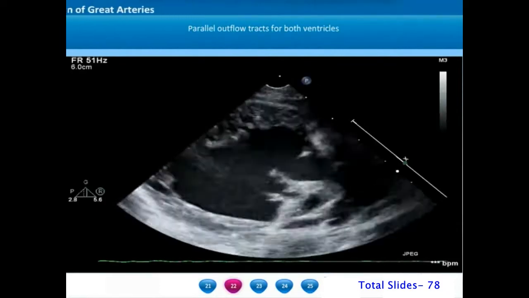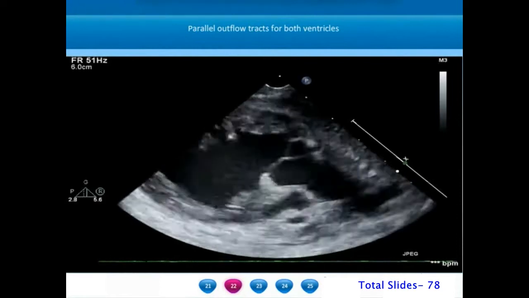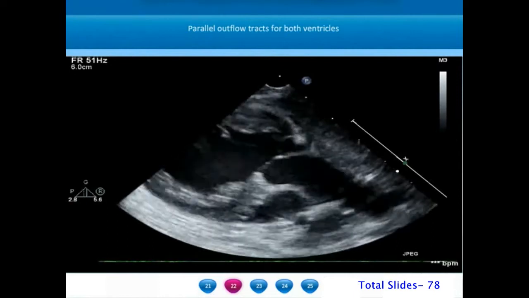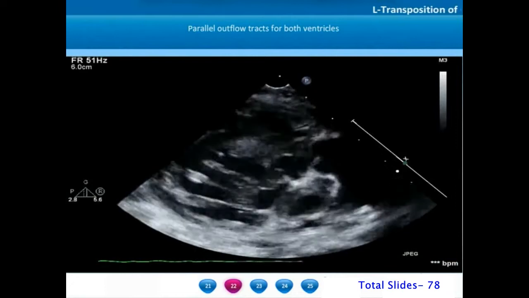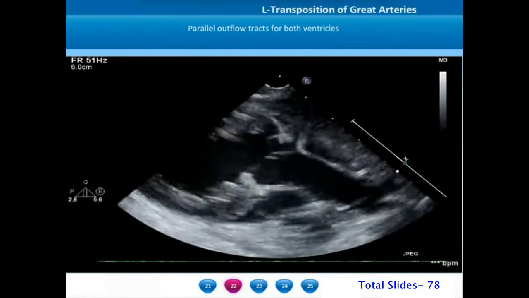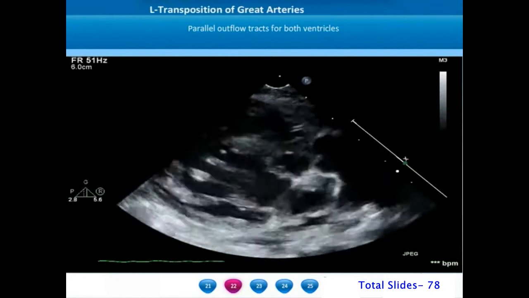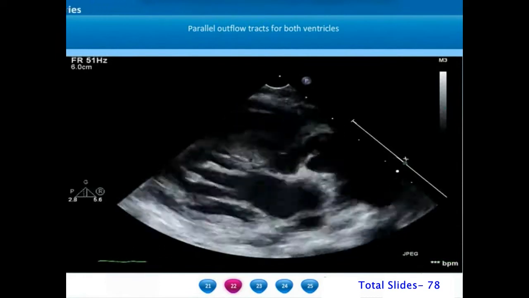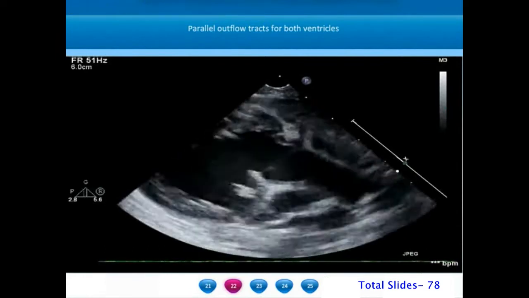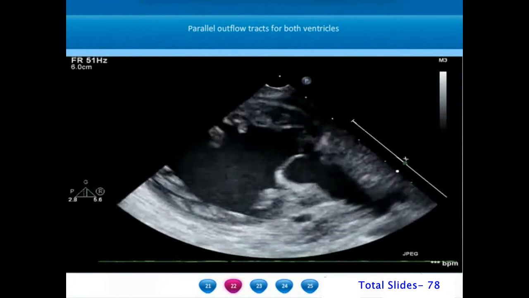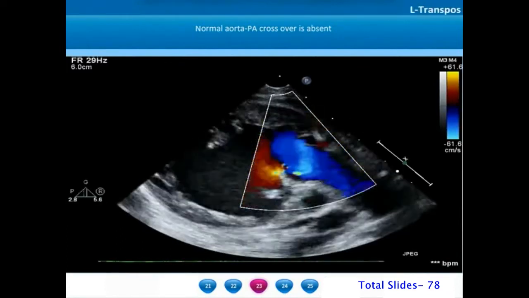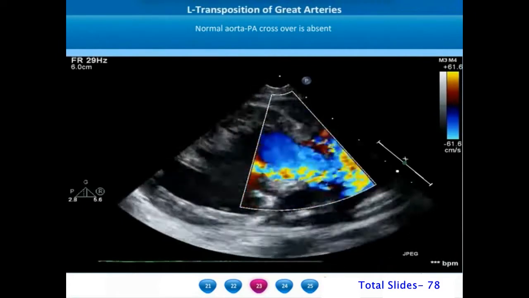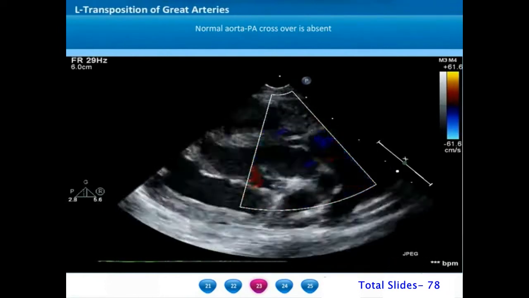When we visualize both the great arteries, we can notice that there is a parallel outflow tract. Initially, we start seeing the main pulmonary artery, which is dilated, and on a leftward sweep, we see the ascending aorta. Both these great vessels course posteriorly as they ascend, and these two outflow tracts are parallel to each other. On color flow Doppler, we can notice that both the great arteries have unobstructed outflow tracts and they course parallel to each other.